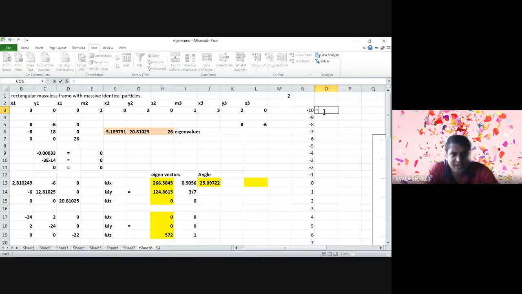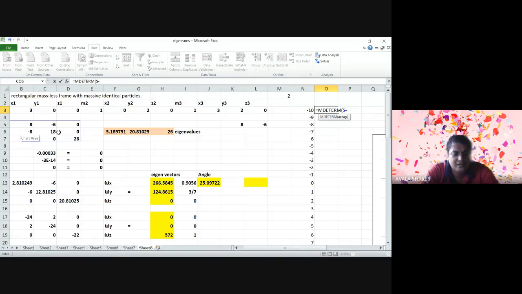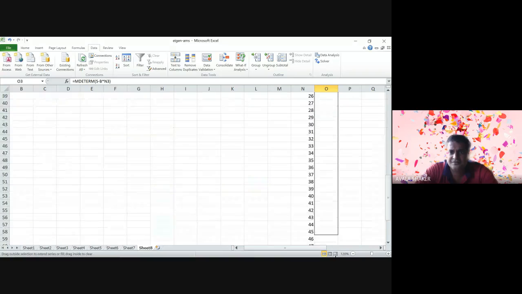It was determinant of, in this case, S minus lambda I, right? So S, first of all, determinant. Okay, so S that you see here, it is selected, minus B, which is our identity matrix, multiplied by the first value in this range, and then see. Okay, so let's just drag this.